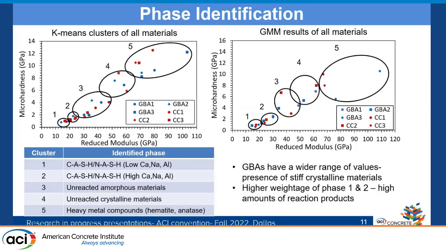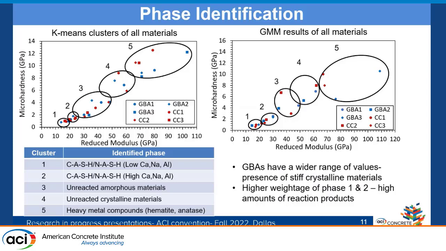As I observed, the first 2 clusters represent the reaction products, C-A-S-H gel and N-A-S-H gel. The first one is with low calcium, sodium, and aluminum. The second phase is with high calcium, sodium, and aluminum. Clusters 3 and 4 represent the unreacted grains, amorphous materials and crystalline materials, respectively. And the 5th cluster represents the metal compounds, metal oxides present in the material.